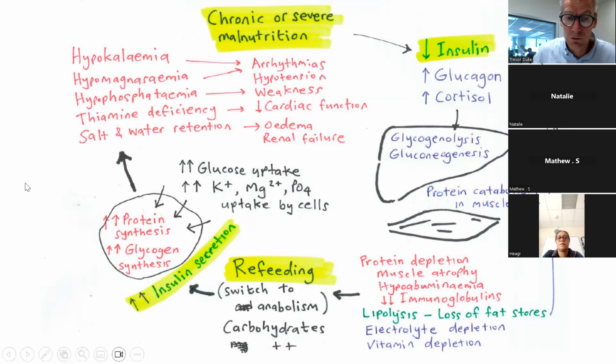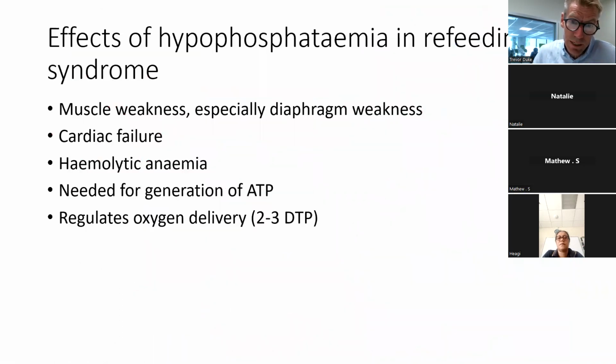It can also lead to salt and water retention. Usually, as soon as you start feeding patients, their salt excretion reduces quite a bit, and that can contribute to their cardiac failure. The effects of very low levels of phosphate, remember I said that was the first thing that goes wrong when patients are being refed. Well, it causes muscle weakness, and especially diaphragm weakness.